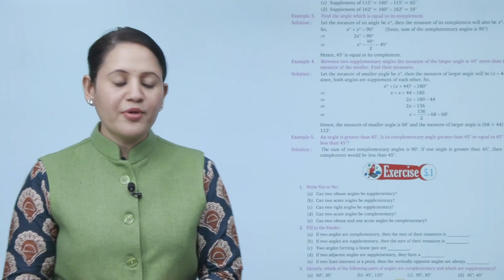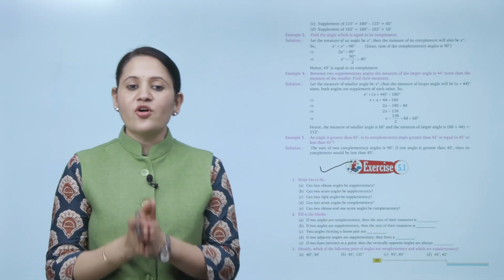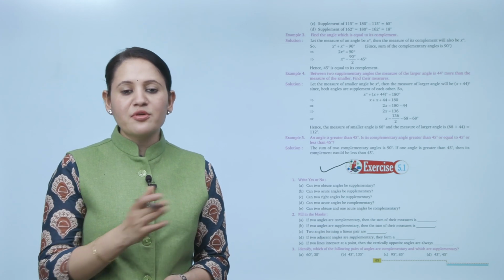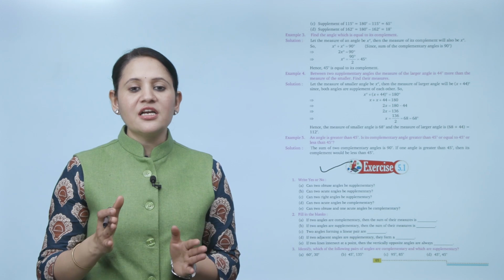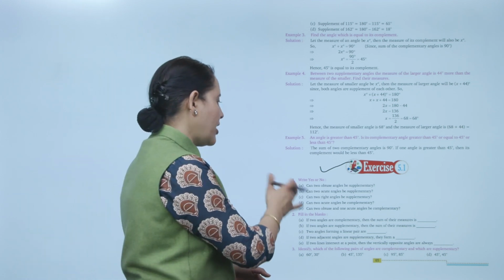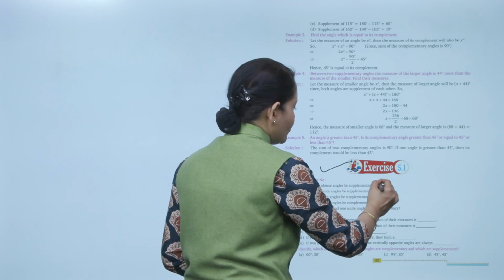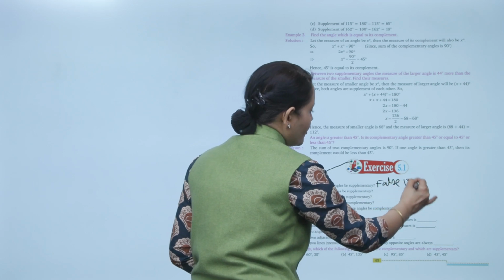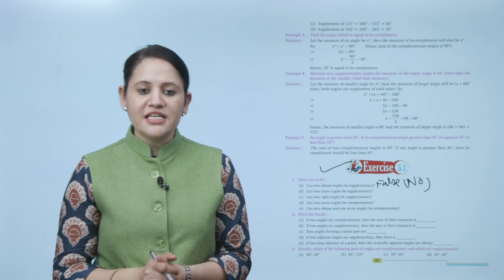Next is exercise 5.1. Write yes or no. Can two obtuse angles be supplementary? As we know, the sum of supplementary angles is 180 degrees, and obtuse angles are those angles which are more than 90 degrees but less than 180 degrees. So, two obtuse angles cannot be supplementary. So, it is false, or we can write no for it. Clear? So, practice all the questions of this exercise.